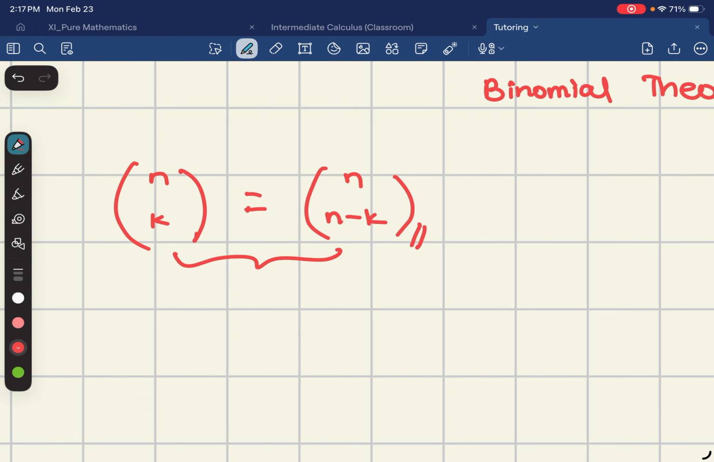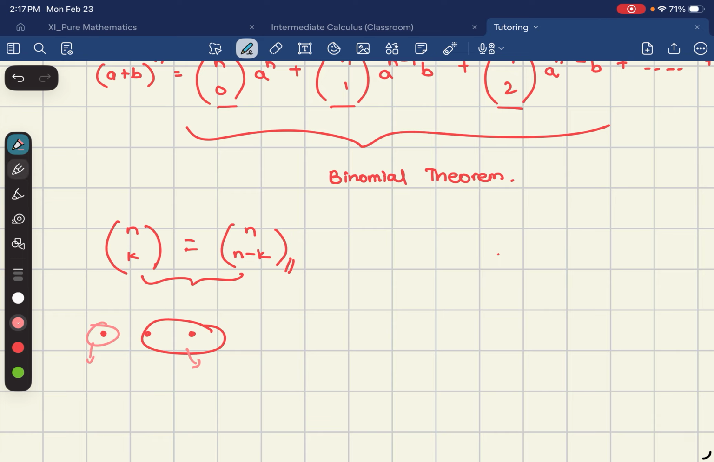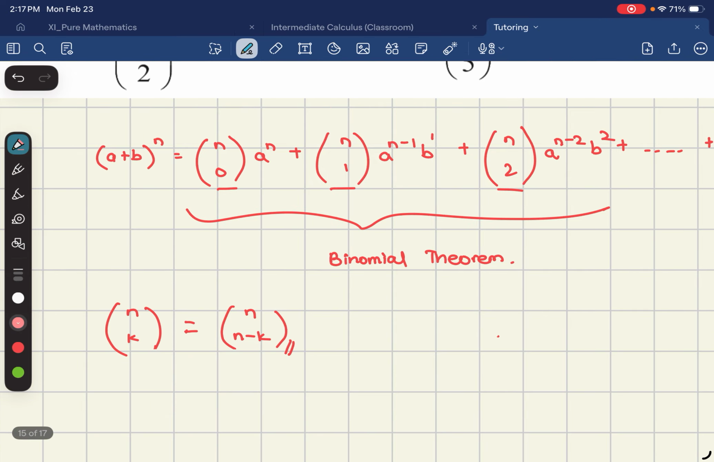And why does this work? Well, the intuition is that if I have 3 objects and I'm looking at the number of ways to select 2, then that's like saying I automatically leave out 1. So selecting 2 is the same as not selecting 1. So it's this case that gives us that n choose k is going to be equal to n choose n minus k.